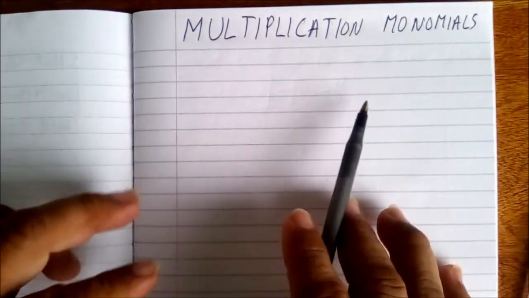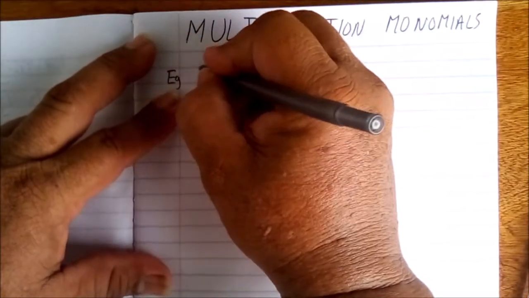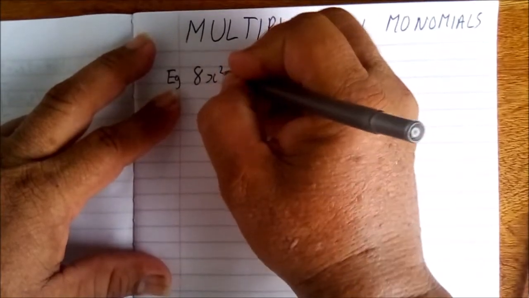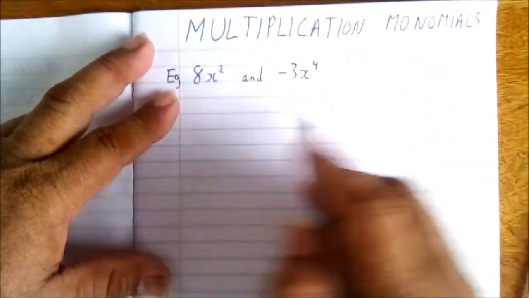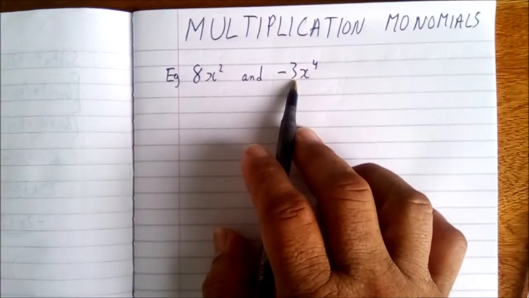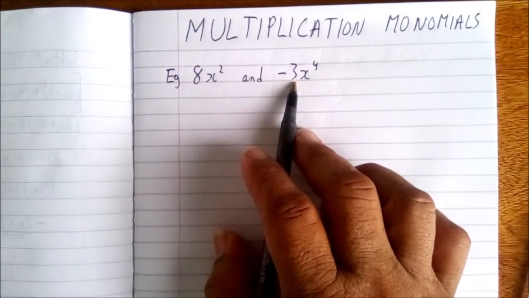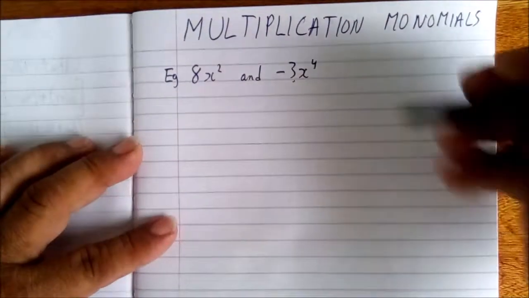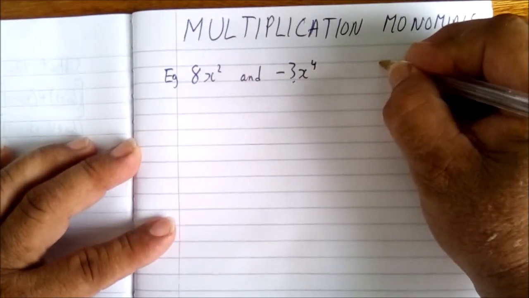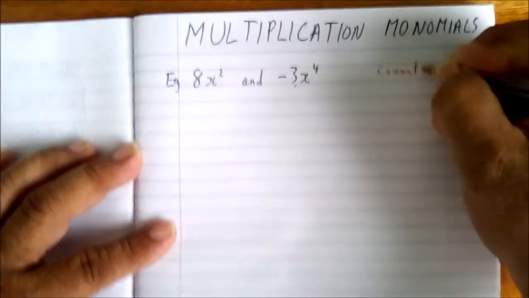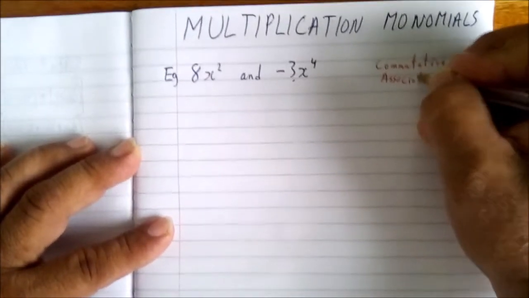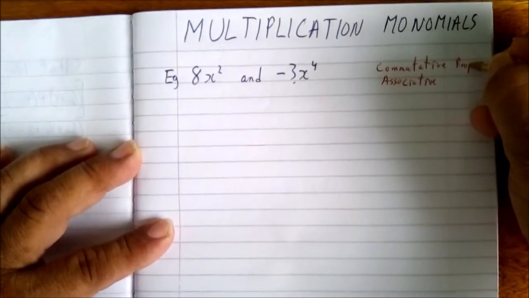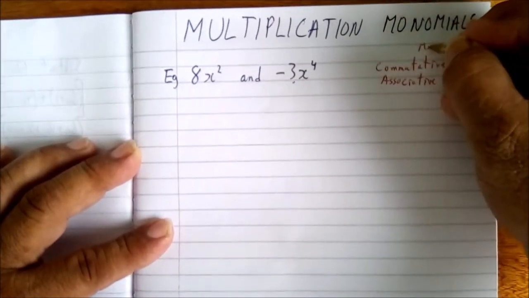So to multiply two monomials, let's say for example, these are two monomials, 8x squared and negative 3x to the fourth. These are two monomials given. We will use the commutative and associative property of multiplication.